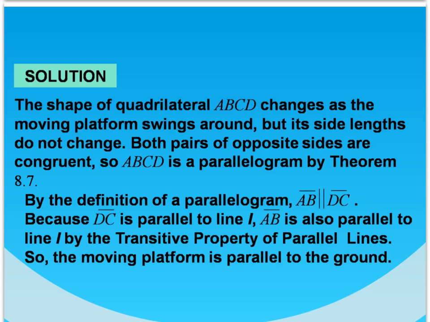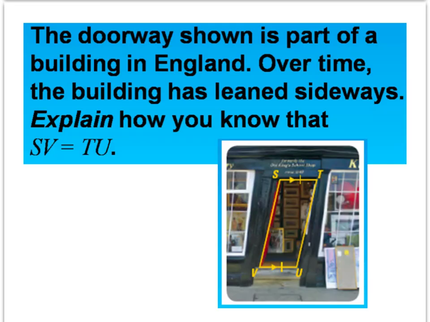Here's the solution to the last question written out. You can pause it now and write this down if you'd like, but I'm just going to move on. Here's a picture of a doorway that has been leaning over time. And the question here is to explain how we know that SV is equal to TU.